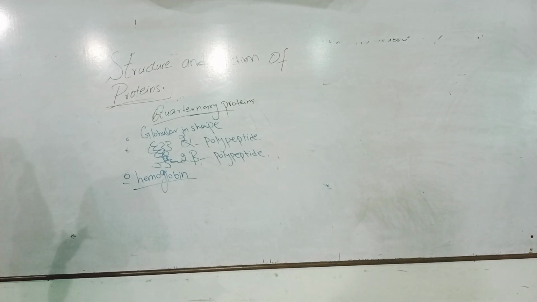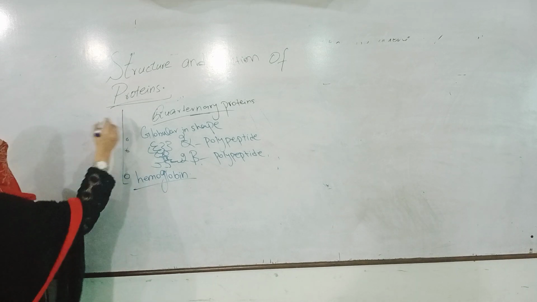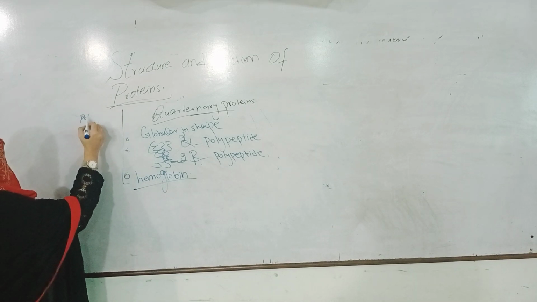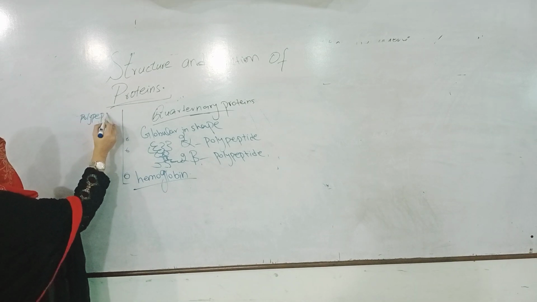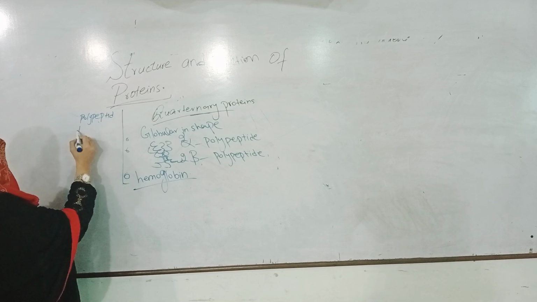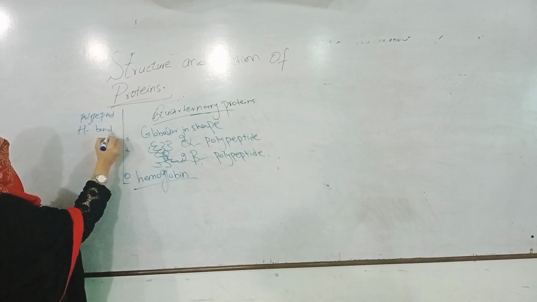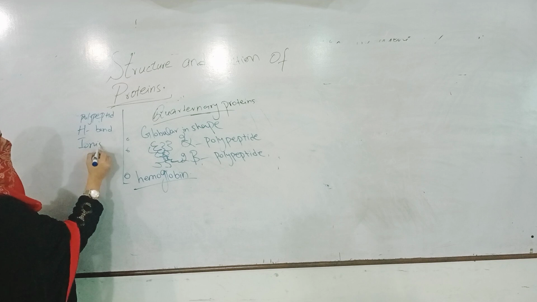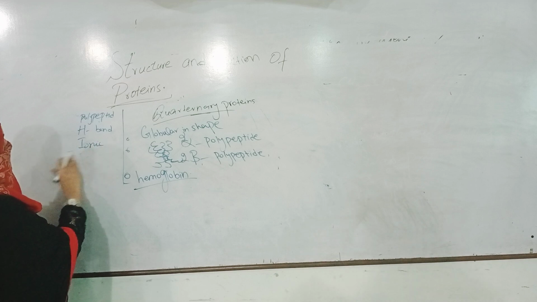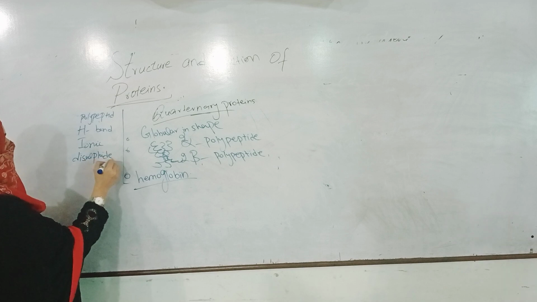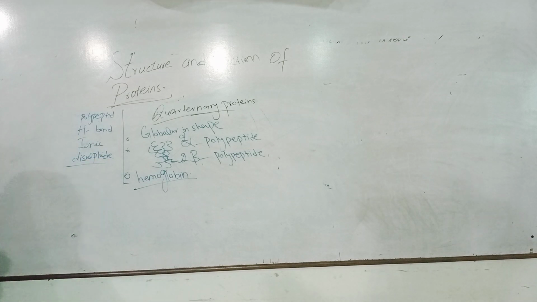The bonds present in a quaternary protein are the same as those present in the tertiary proteins: peptide, again hydrogen, ionic, as well as disulfide bonds can also be present in the quaternary structure as in the tertiary structure.